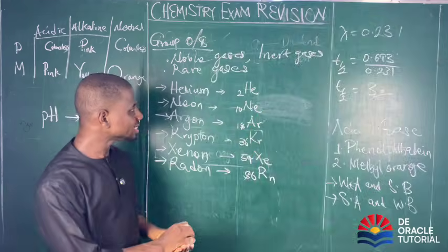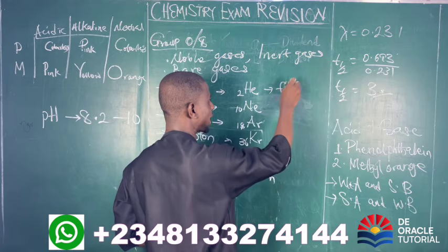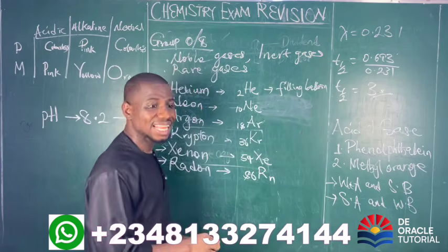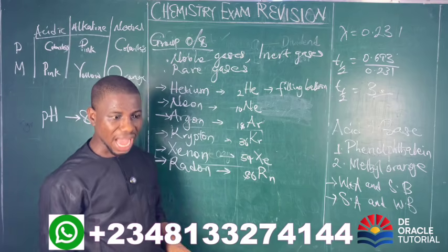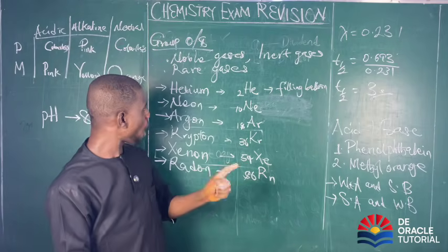For helium, this helium is used in filling of balloons. In filling of what? Balloons. The question is why? Because it is light. But helium is not the lightest known element. Hydrogen is lighter than helium. Why are we not using hydrogen in filling balloons? Why are we using helium?